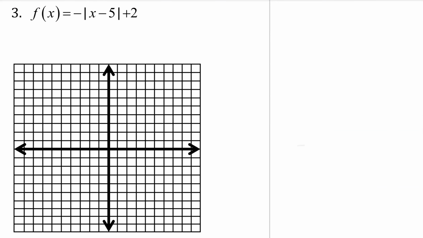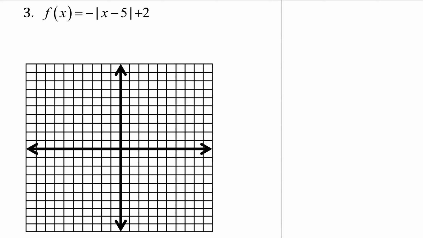Okay, last one I'm going to do with you, and then you're going to do some graphs. Okay. So for my vertex, right, change the h, change the inside. So it says -5. You're actually going to start at +5. Keep the k, so I'm going to start at 2. So 5, 2 is my vertex. 1, 2, 3, 4, 5. Up 2. Perfect.